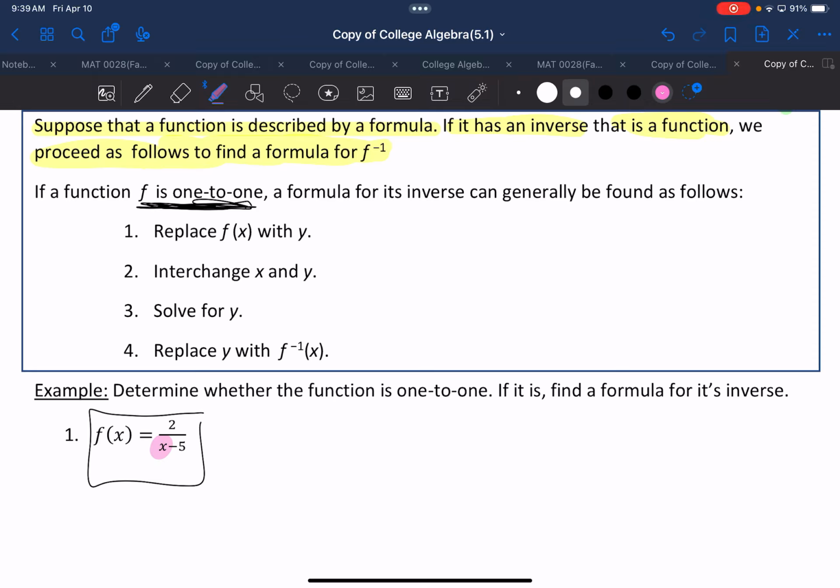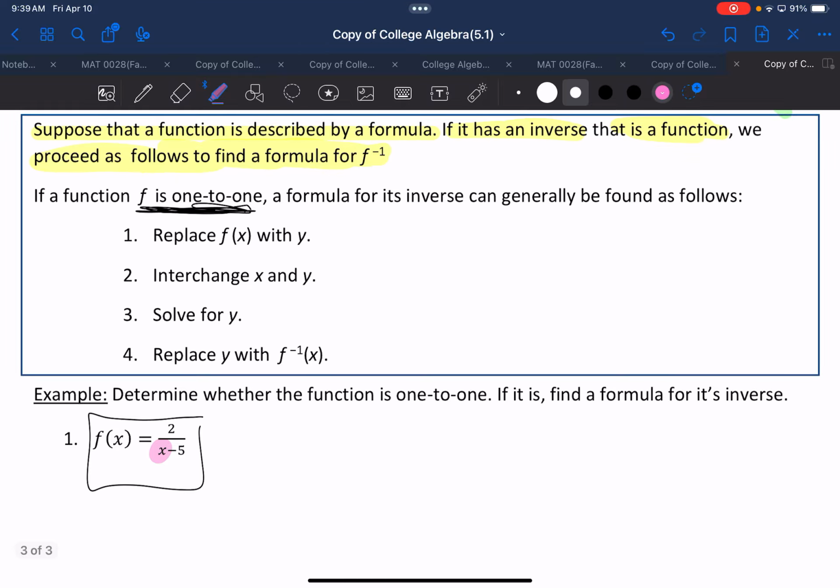No, because if I plug in any number there for x, it's just going to give me a fraction output. There's no two x values I can plug in there that will give me the same y value, the same output.